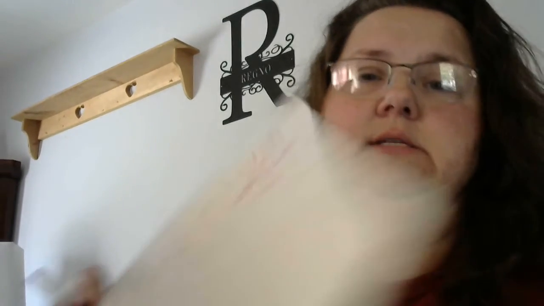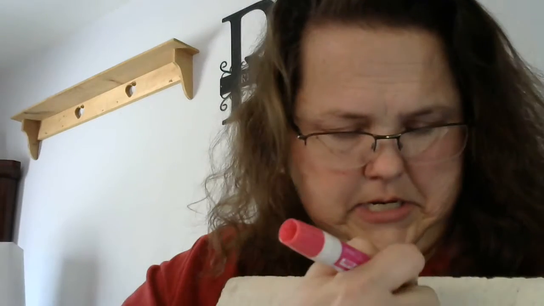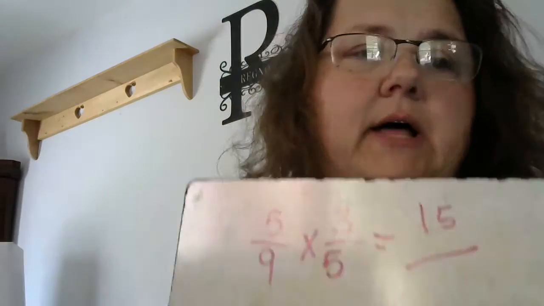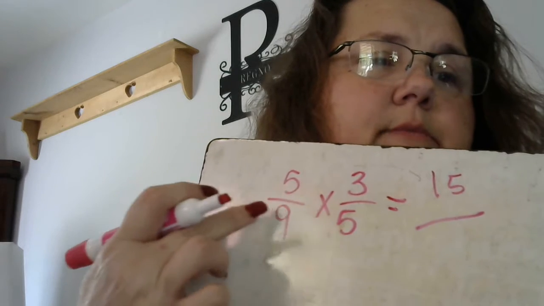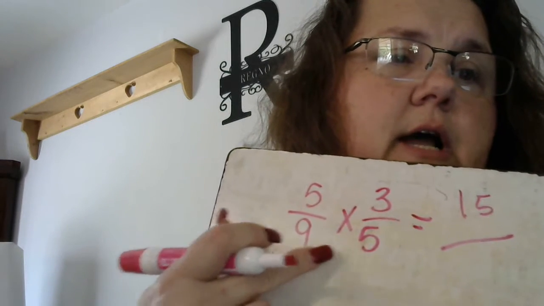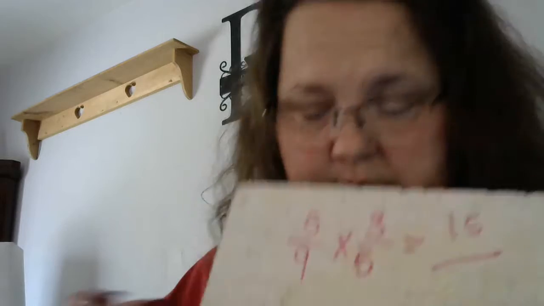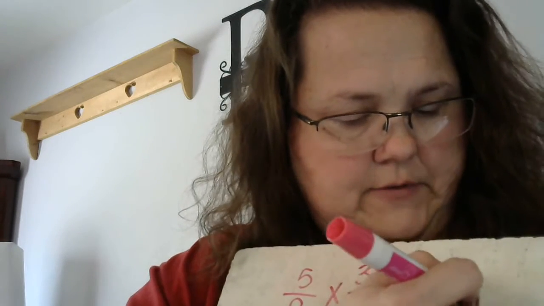Guys, the trickiest thing about this is remembering to simplify. And if you can remember to simplify, it'll make your life easier. Let's do one more just to make sure you guys kind of have the hang of it. Let's do 5/9 times 3/5. So we get 5 times 3 is 15 because I multiply numerator times numerator. Now I'm going to do 9 times 5, denominator times denominator. 9 times 5 is 45.